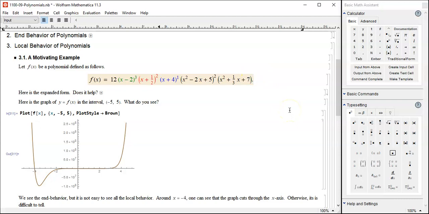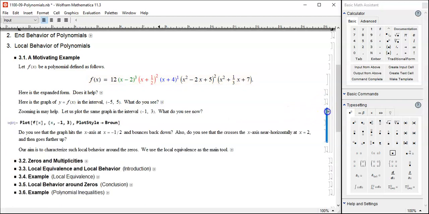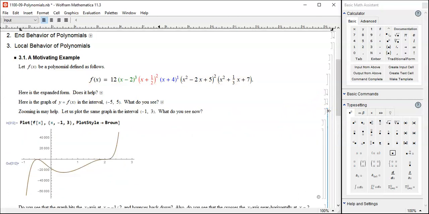Okay, how about the other zeros, x equals -1/2 and x equals 2? Well, I don't see anything there. So if I don't see anything there, let's zoom in. Let's plot only from -1 to +3, and here we go. Now, do you see any local behavior? Yes, I do. At x equals -1/2, the graph increases and hits the x-axis and bounces back, just like a parabola would. And indeed, we have the second power there.